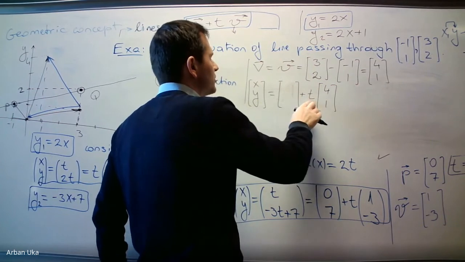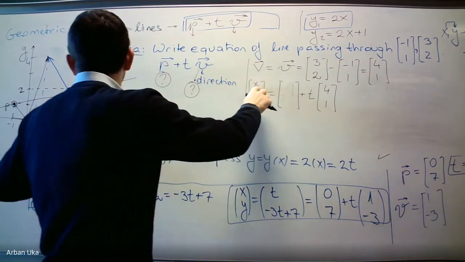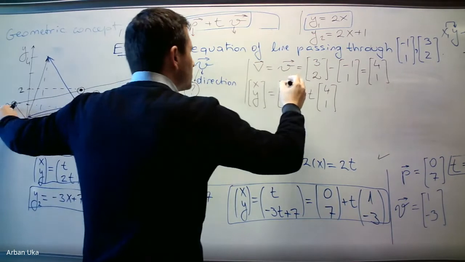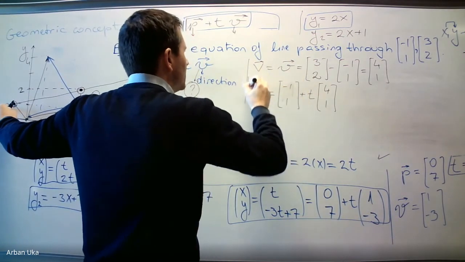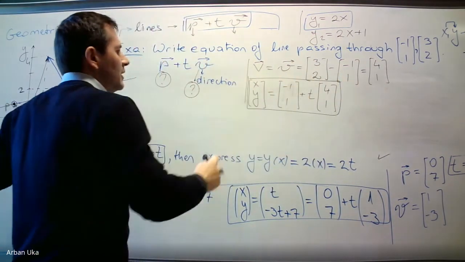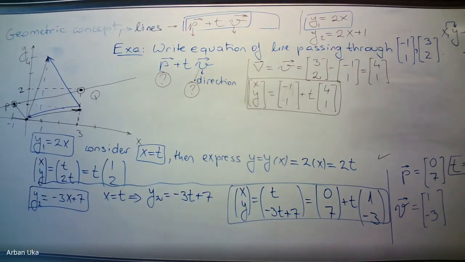So if you set t equal to 0, what is going to be x and y? We can use this (-1, 1). Okay? So this is a valid equation which can represent any points along this line. Okay?